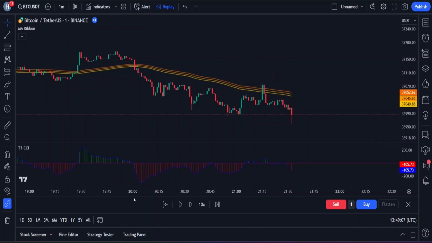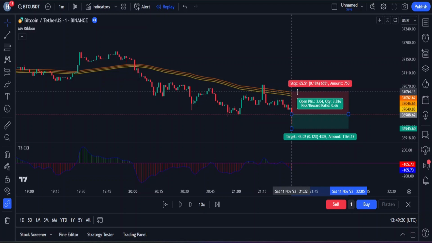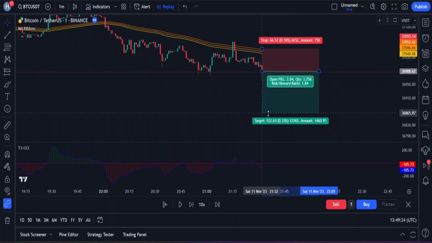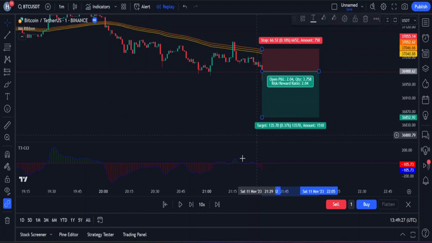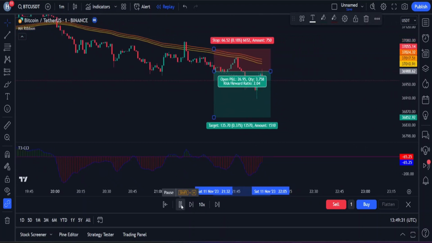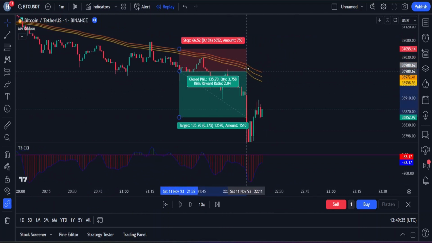And then, after we've got a pullback, we will enter the trade when the price breaks the support line formed by these candles. So as all the rules are confirmed, I will open a sell position here. Our stop loss will be set above our moving average zone, and the take profit target will be set at the same risk to reward ratio of 2. Now, let's see if this trade makes a profit or not. I hope you've got the hang of how to start a buy and sell trade using this strategy.